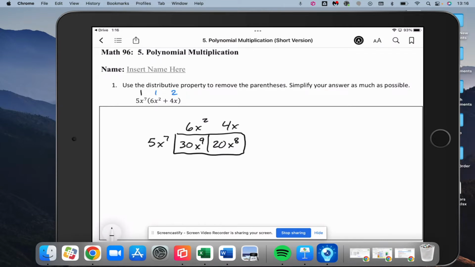And when I do this, it's always going to be the case that I'm going to have a plus sign in the middle. So that's another thing that helps me. And so I will have 30x to the 9th plus 20x to the 8th. And that's going to be it for this one. If you, again, have a method that you prefer to use that works for you and is different, go ahead.